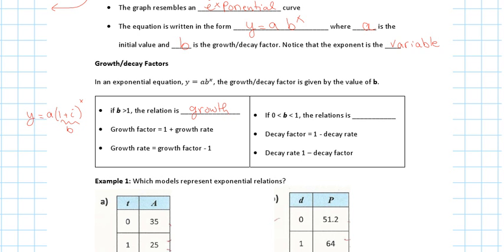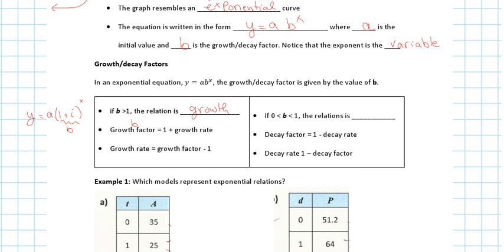So, look at your terminology. Growth factor is b. So b is your growth factor, and the growth factor is equal to 1 plus the growth rate. What's the growth rate? What letter is it represented by? The i. Okay, so b is equal to 1 plus i. You need to know this terminology. You need to know that the growth factor is b, the growth rate is i. That's a percentage, yeah. But then you have to change it to this.